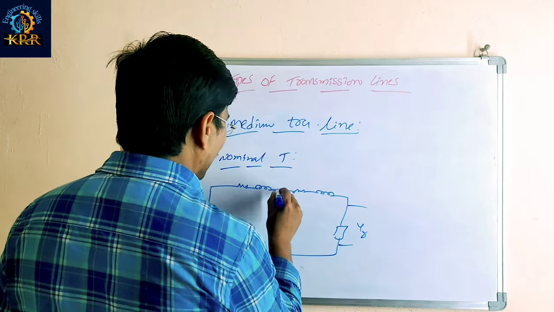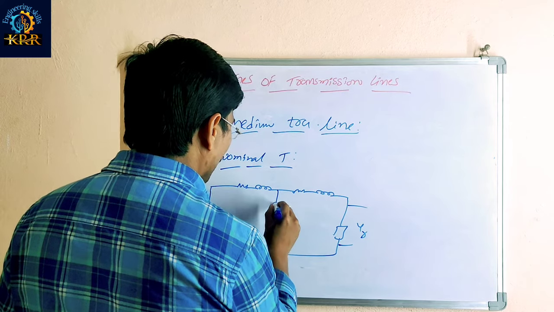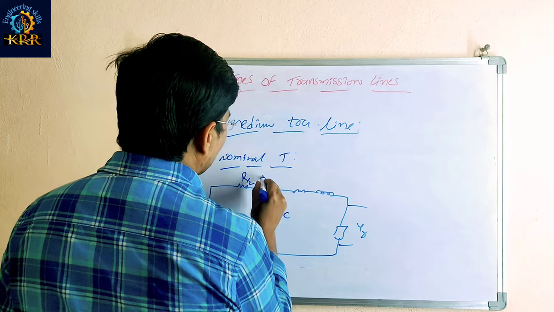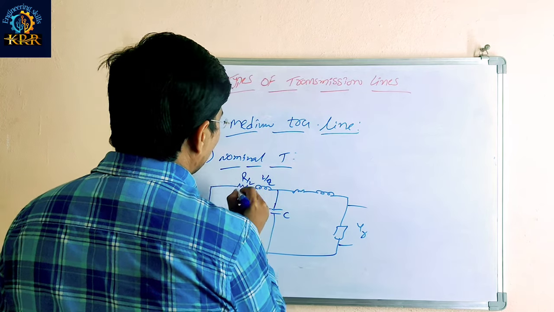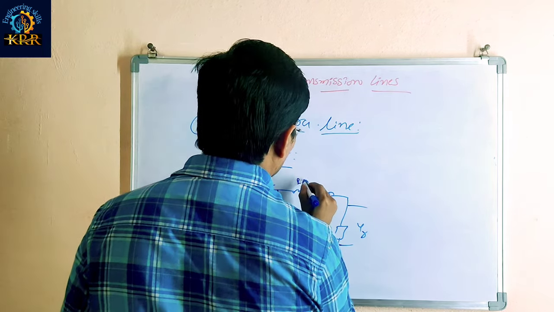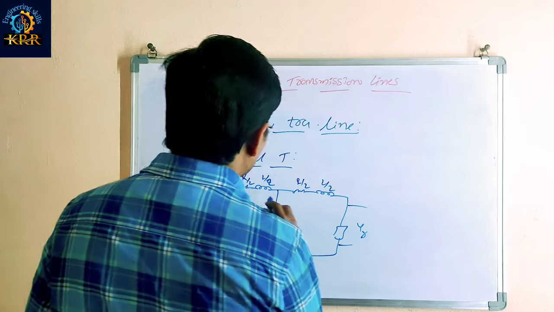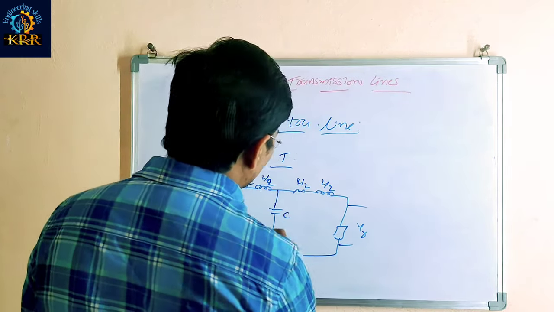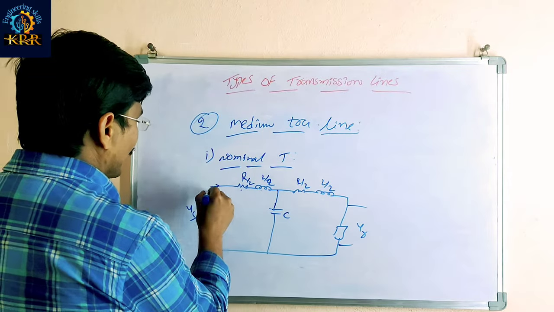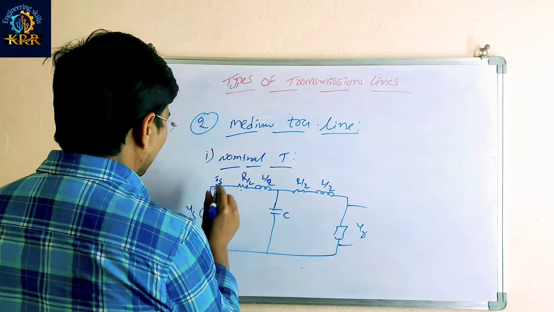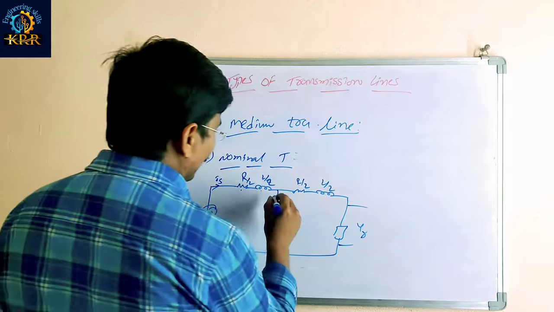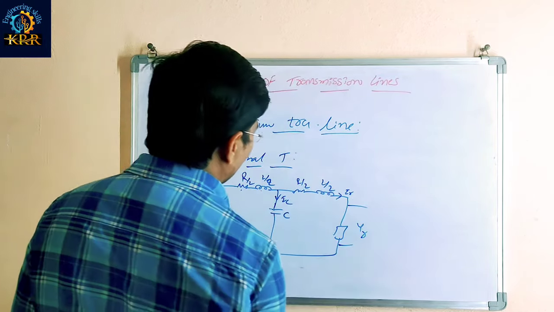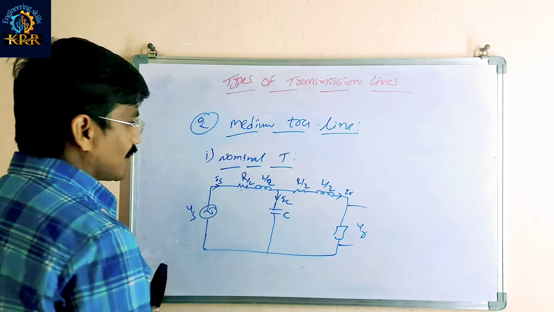This is called receiving end voltage. This is capacitance, this is inductance, this is resistance, this is inductance. This is the resistance, inductance, this is the capacitance. The sending end current is called IS, this current is called IC, this current is called IR current.